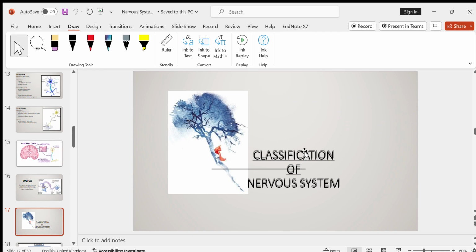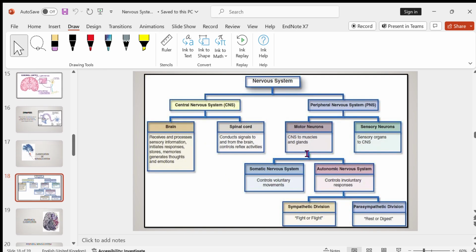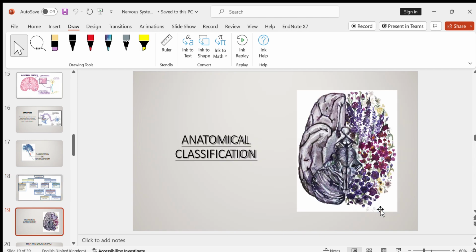Now we'll briefly discuss the classification of the nervous system. The nervous system is divided into a central nervous system and the peripheral nervous system. The central nervous system is further subdivided into brain, as I've discussed earlier, and the spinal cord. And the peripheral nervous system has motor neurons as well as sensory neurons. Then there is the somatic nervous system and the autonomic nervous system. The autonomic nervous system is further subdivided into sympathetic and parasympathetic systems.